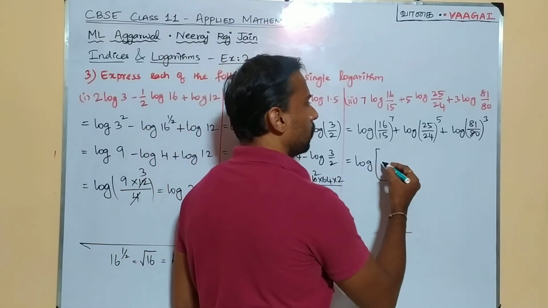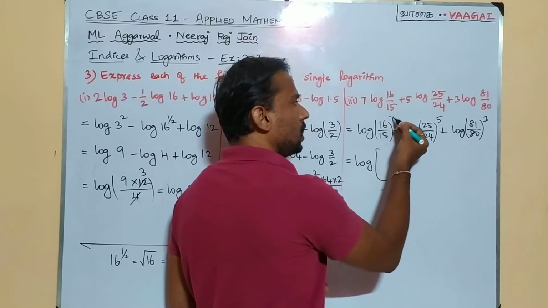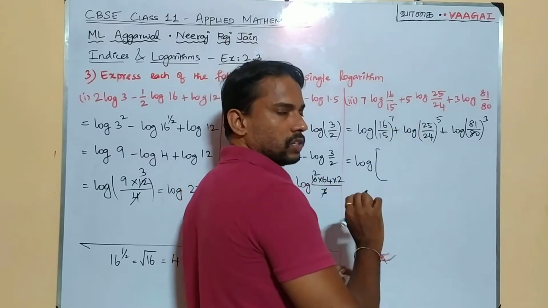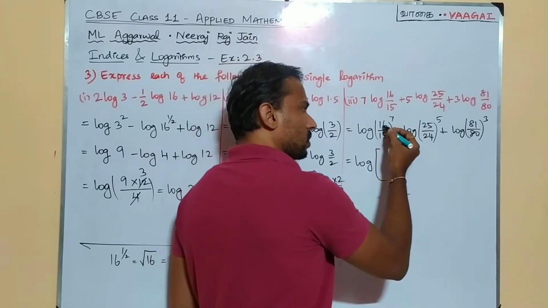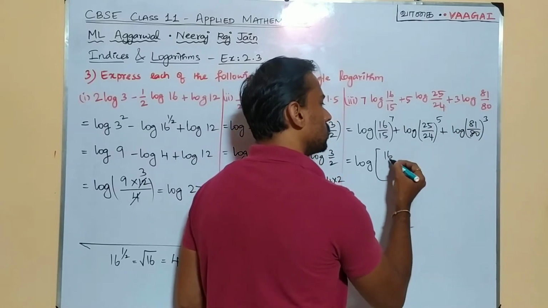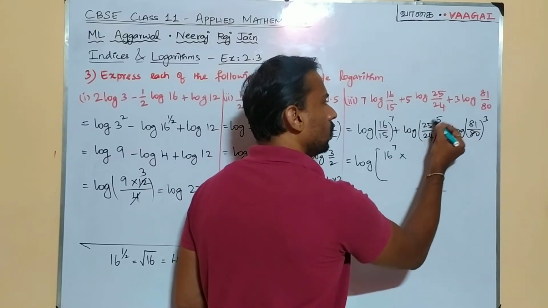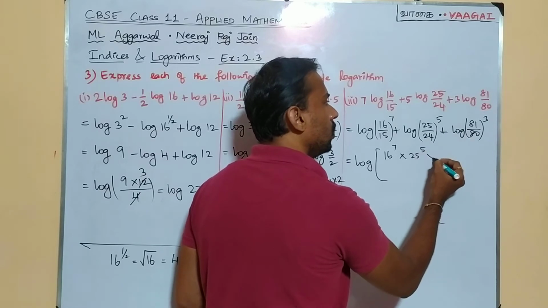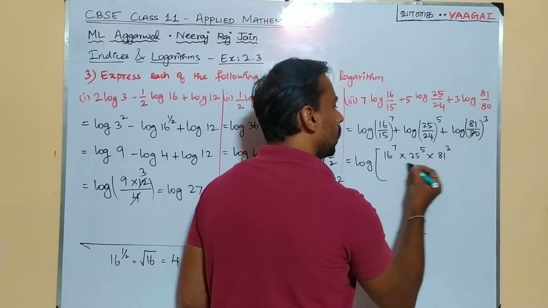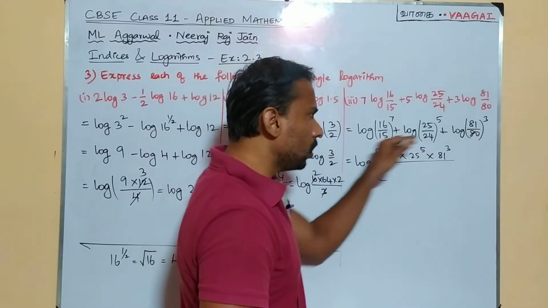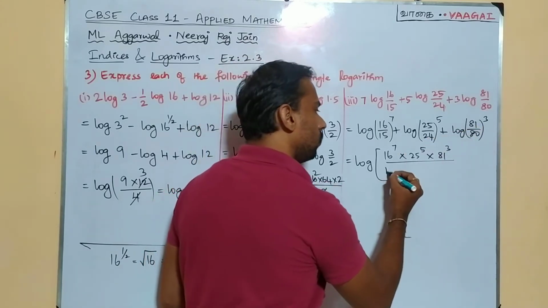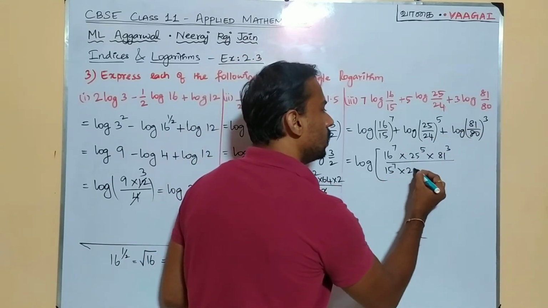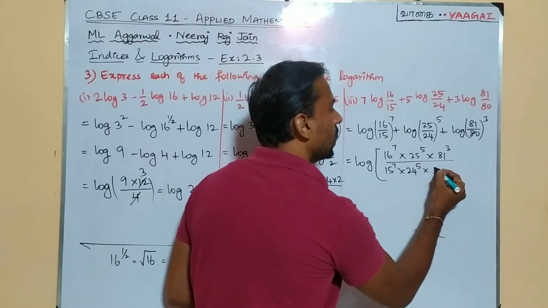So when we try to multiply, what happens? This is 16 power 7 by 15 power 7. So first I will collect all the numerators. This becomes 16 power 7 into 25 power 5 into 81 power 3. Now divided by, come to the denominator values. The denominator values will be 15 power 7 into 24 power 5 into 80 power 3.